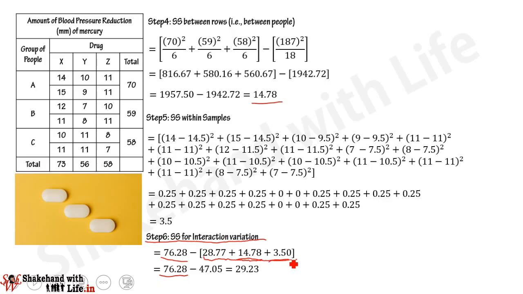So 76.28 minus the sum of all these three. This is the sum of squares for variation between the columns, this is the sum of squares for variation between the rows, and this is the sum of squares for variation within the samples, right? The sum of all these three is 47.05. So when we subtract 47.05 from 76.28 we get 29.23. So this is the sum of squares for interaction variation, right?